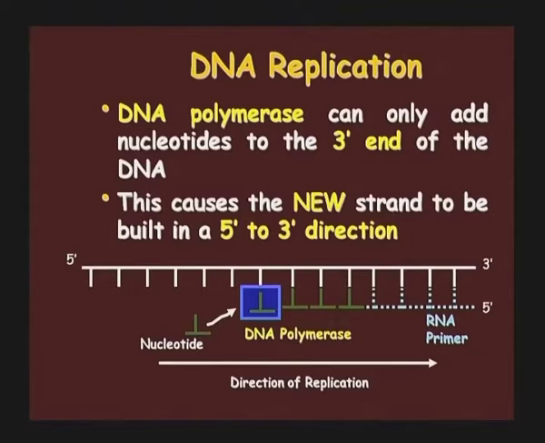Here it is shown how DNA is replicated with the help of the DNA polymerase enzyme, which is shown here in blue color, and the direction is from 5' to 3', and the new chain is being synthesized over the old chain in the direction of the replication as shown in the diagram.